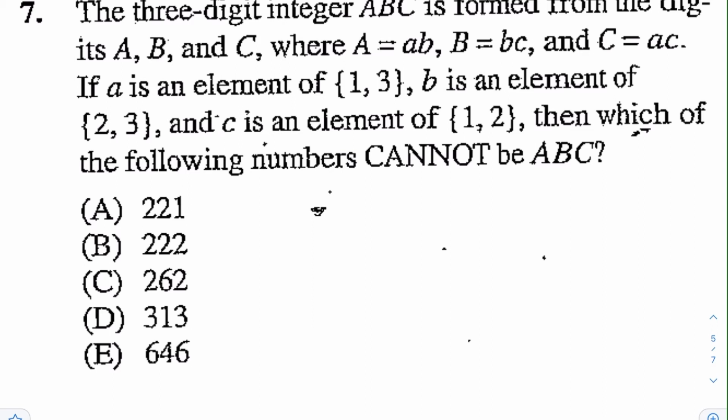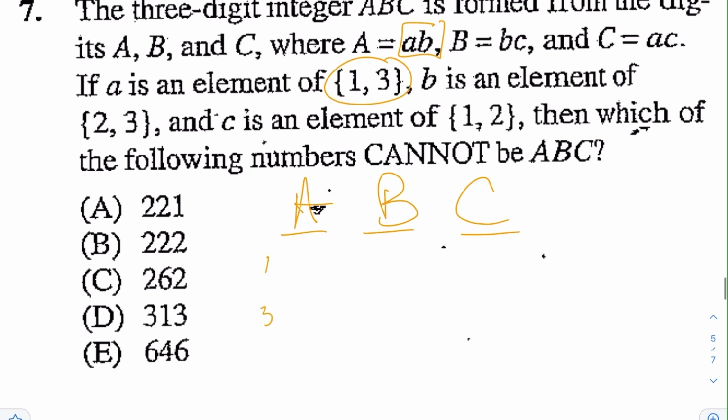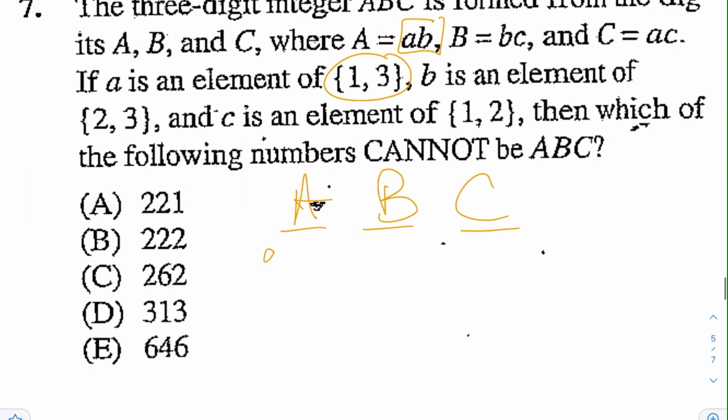So here you have a couple of elements in a set, and we don't know what they are. And what you're trying to do is just form the digits A, B, C. So capital letter A is lowercase a times lowercase b, and a could be 1 or 3, and b could be 2 or 3.